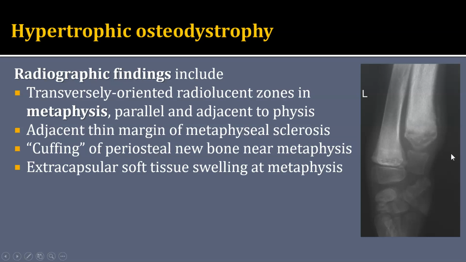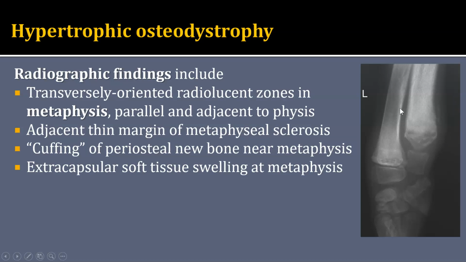And then later on in the disease process, we can see what is termed cuffing of periosteal new bone that is adjacent to the metaphysis. This patient has a small amount of this periosteal cuffing adjacent to the metaphysis in the distal ulna. Note that this cuffing is distinct and separate from the cortex, and the amount of periosteal cuffing depends on the severity and duration of the disorder.